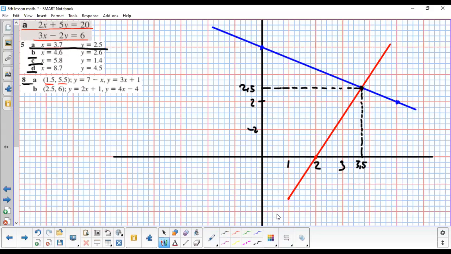Actually, question A is not a hard question. You have just to plot the points in the right place. If you plot the points in the right place, then you can find the answer right. So these are the answers for question A. If you have made a mistake, then you can check and rewrite the question A.